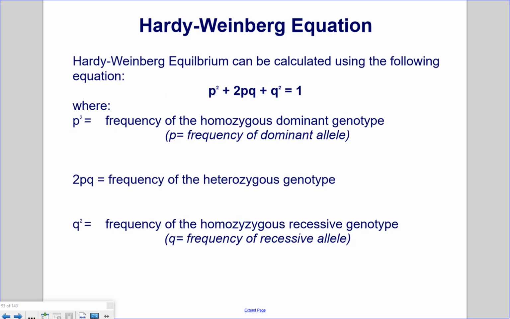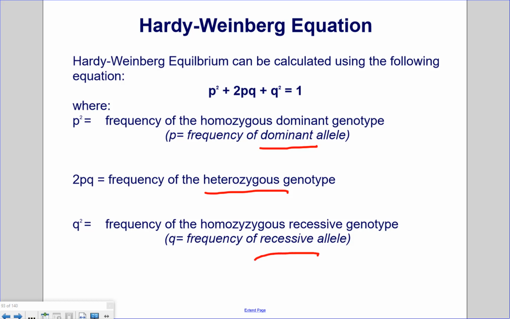Hardy-Weinberg equation. Hardy-Weinberg equilibrium can be calculated using the following equation. p squared plus 2pq plus q squared is equal to 1, where p squared is the frequency of the homozygous dominant genotype. p is the frequency of the dominant allele. 2pq is the frequency of the heterozygous genotype. And q squared is the frequency of the homozygous recessive genotype. q is the frequency of the recessive allele.